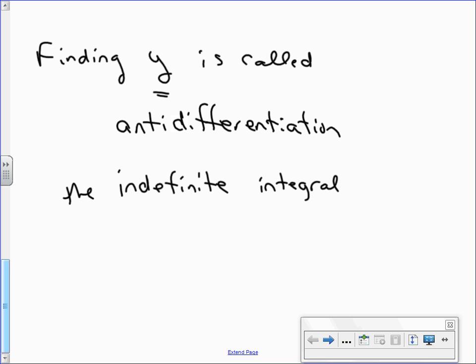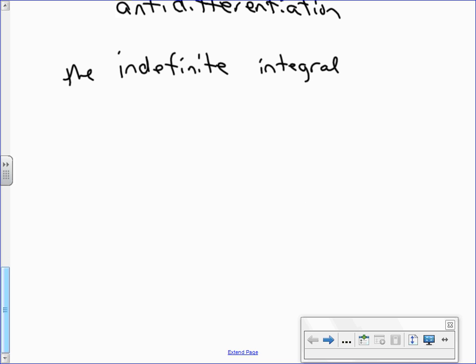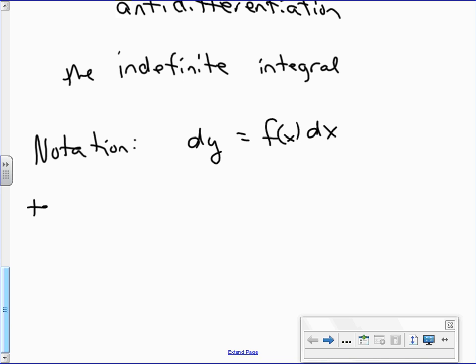Okay? So I'm going to give you some generalities first, and then I'll get into some specific examples of how you make this work. If I give you this, the derivative of y is some function times dx, and you take the antiderivative of both sides, just like you would take the square root of both sides, or add 6 to both sides. The symbol looks like this.